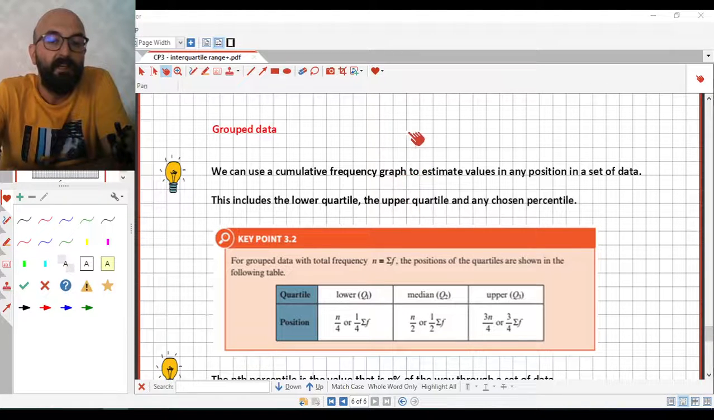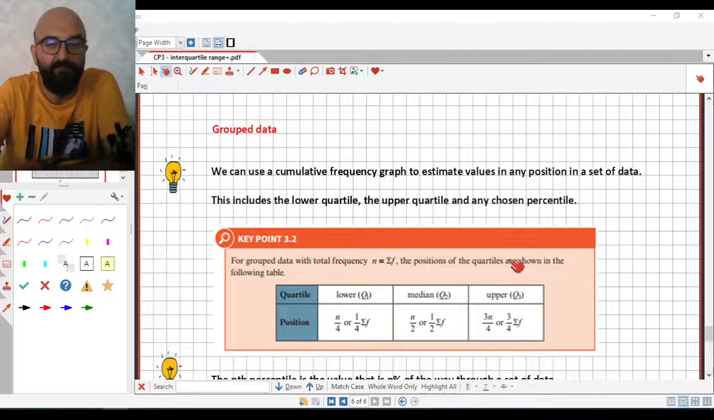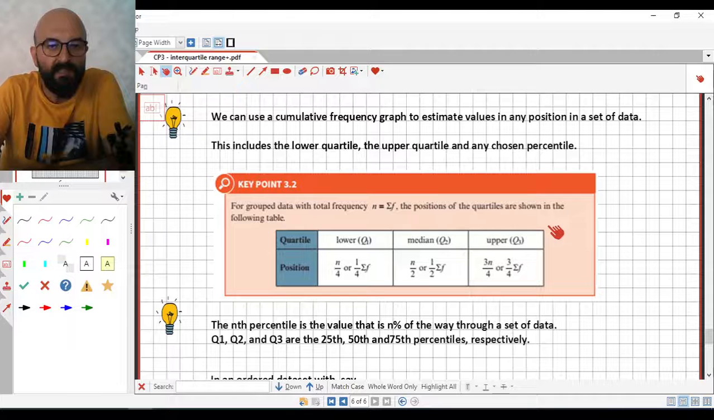As you remember, in the last lesson, we were talking about the interquartile range in ungrouped data. In this lesson, we will talk about the interquartile range in grouped data, and then we will move on to another topic named the box and whisker diagram. Okay, now we can start.